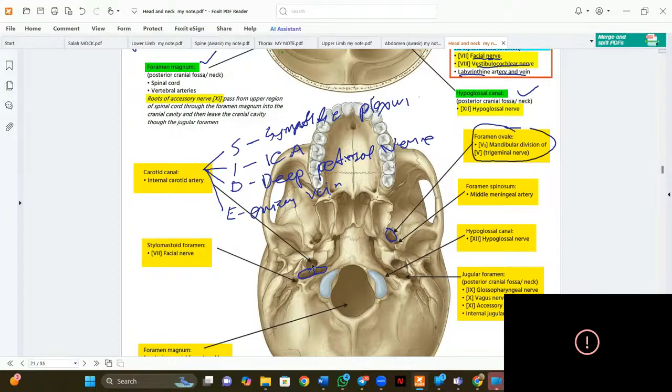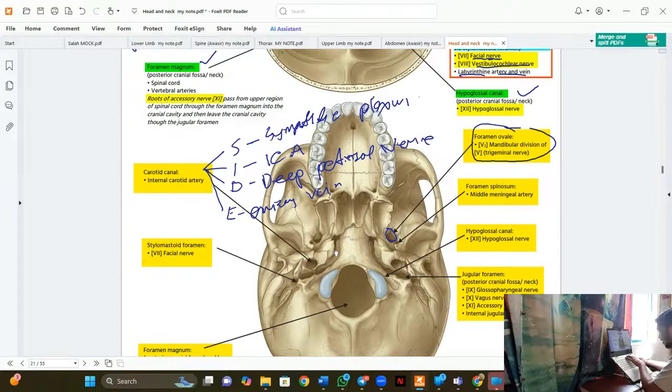Carotid canal. Then will be the jugular carotid. This is carotid canal, and from here I think it goes like this. No, carotid canal. Carotid will go inside. After going inside, it will loop.